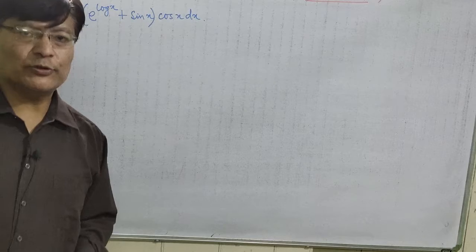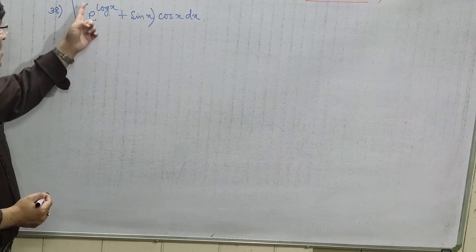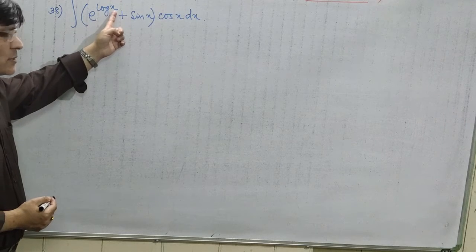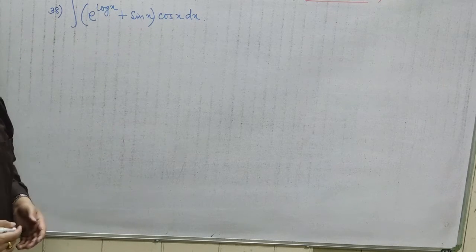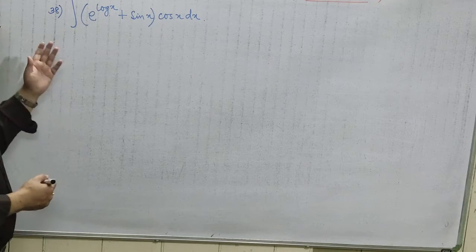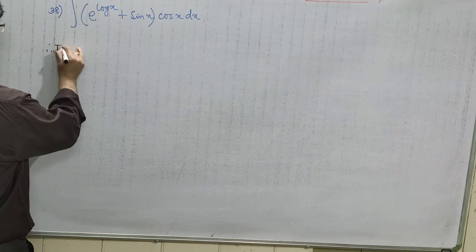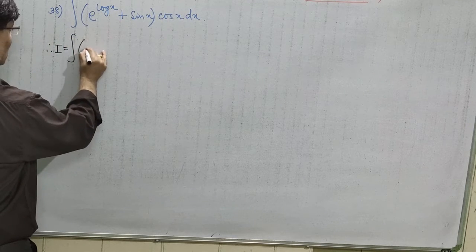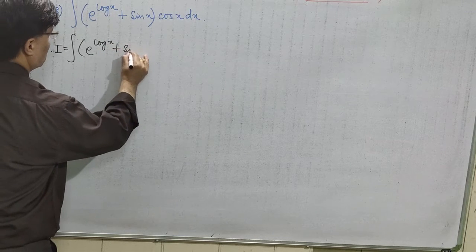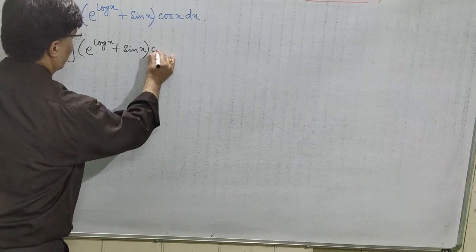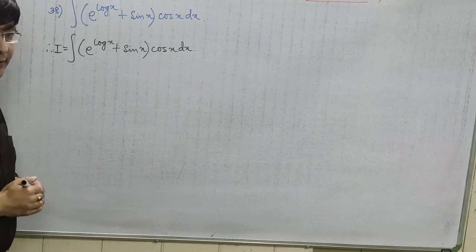So now you have to evaluate this integration. That is question number 38. Integral of within bracket e to the power log x plus sin x bracket close, and outside the bracket there is cos x dx. So let us evaluate this integration. Therefore I is equal to the integration of (e to the power log x plus sin x) cos x dx.